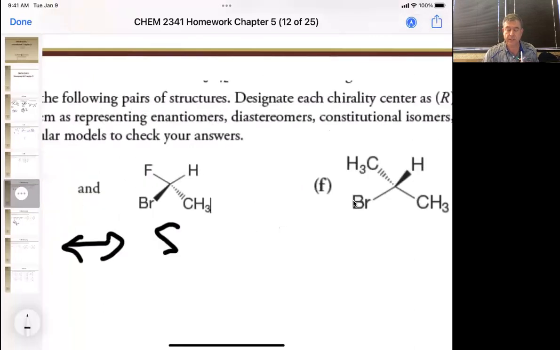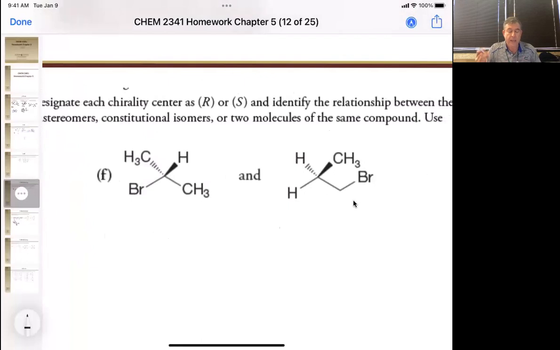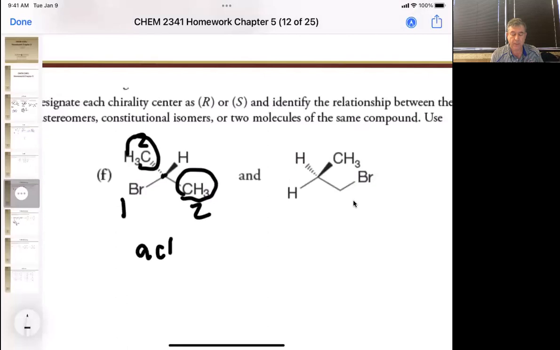Okay, so let's do that again over here. When we look at this one, we're going to look at this carbon here. We have this as our first priority. These two are the same, because they're methyl groups here, so that means this is not chiral. This is achiral.